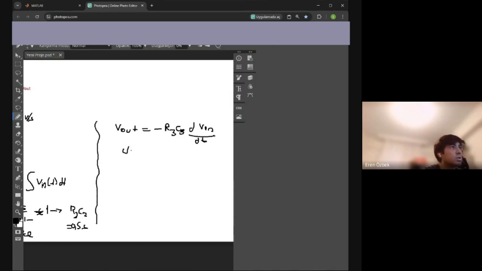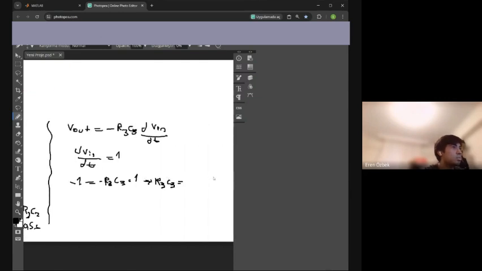Since dVin over dt equals 1, minus 1 equals minus R3 C3 multiplied by 1, which shows us R3 C3 is 1. We choose C3 as 1, but R3 is 1 billion ohm.